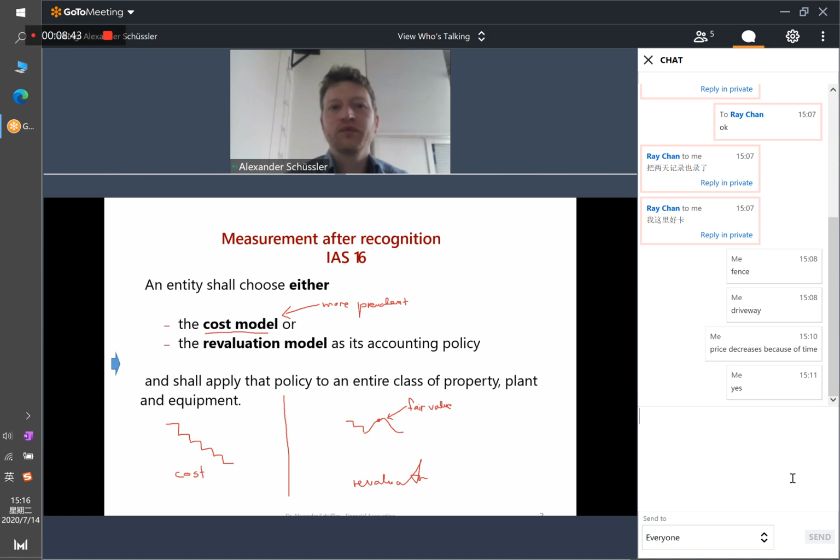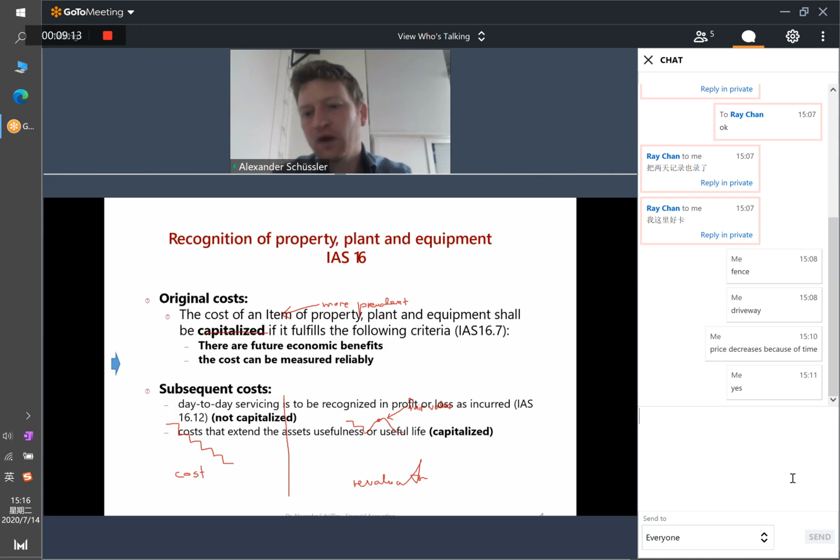And generally, an item of property, plant, and equipment can be capitalized if it fulfills the following criteria. And first of all, what does capitalized mean? Any idea? Any idea? What does capitalized mean?